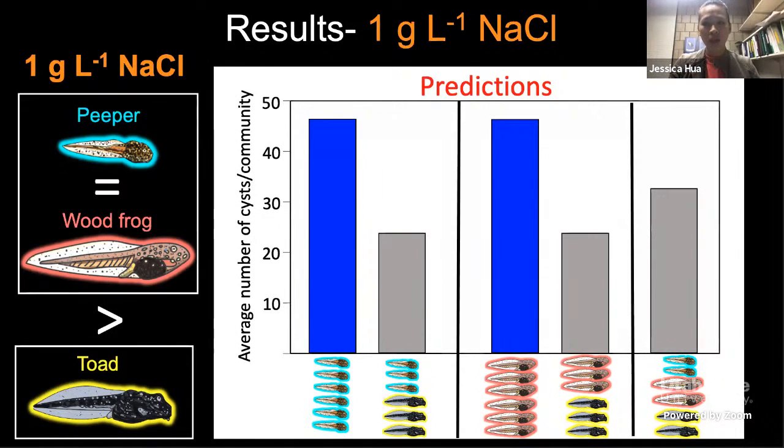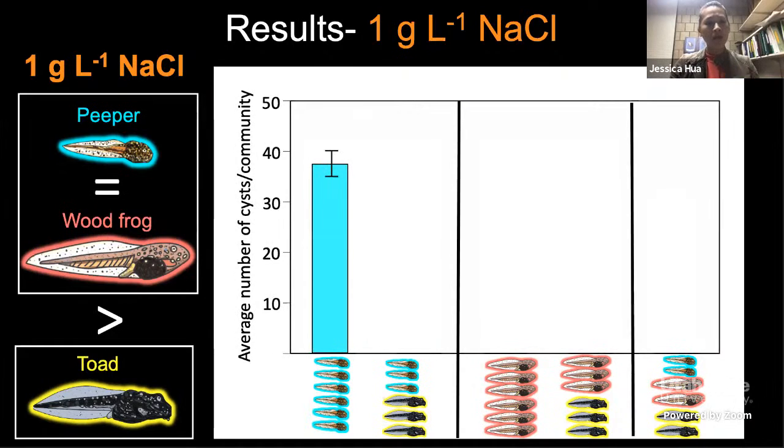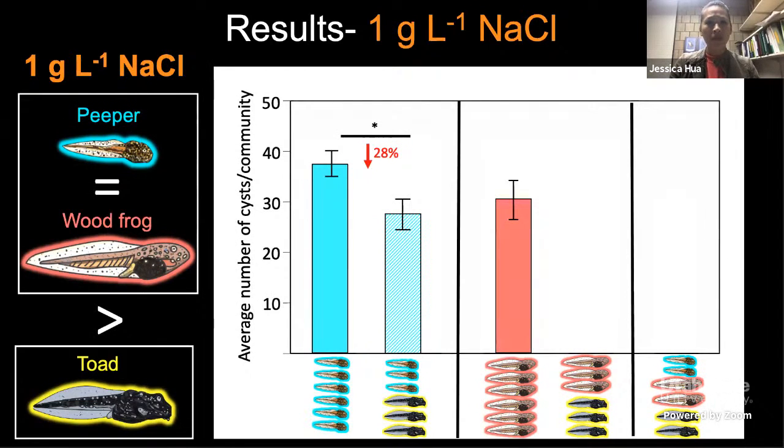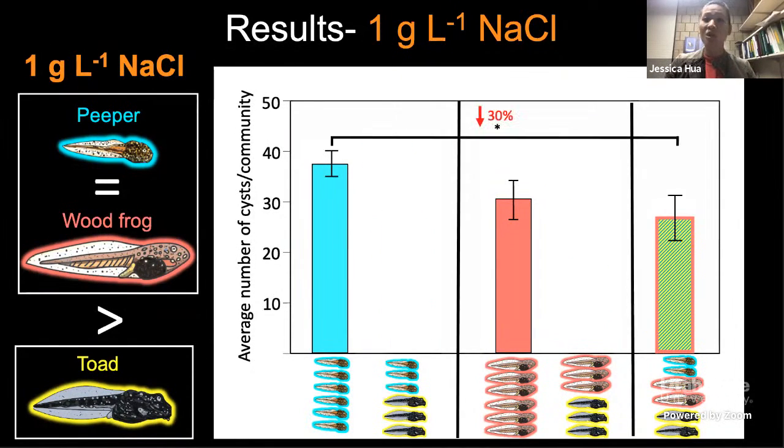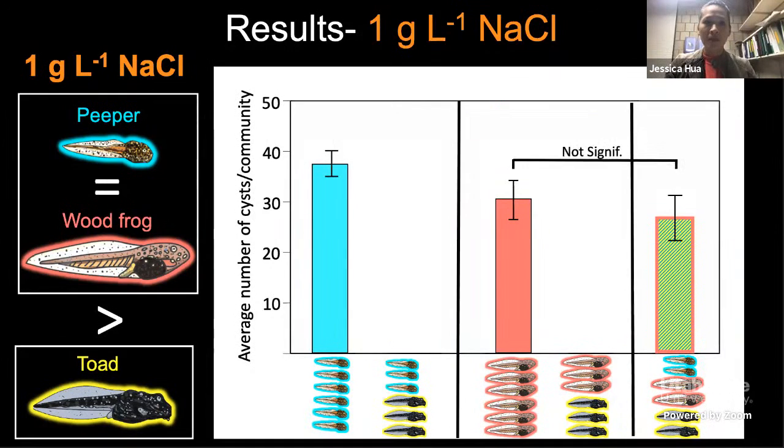Looking at what we found, compared to single species peeper communities, we saw a significant decrease by 28% when toads were added to the community. Compared to single species wood frog communities, we saw a significant decrease when toads were added, by 45%. For the most diverse community, compared to the single peeper community, there was a 30% decrease. Compared to the wood frog, there was a decrease, but this was not significant.